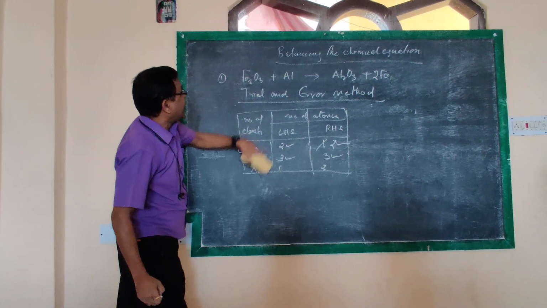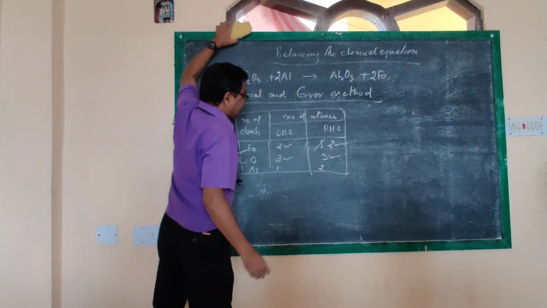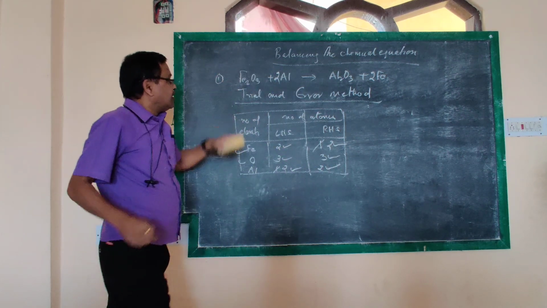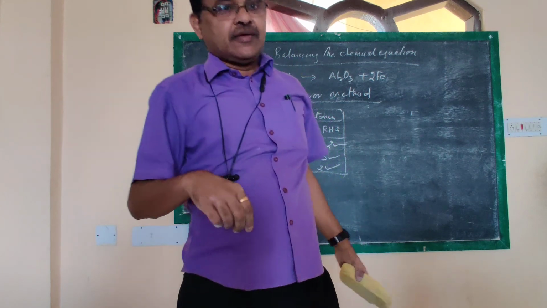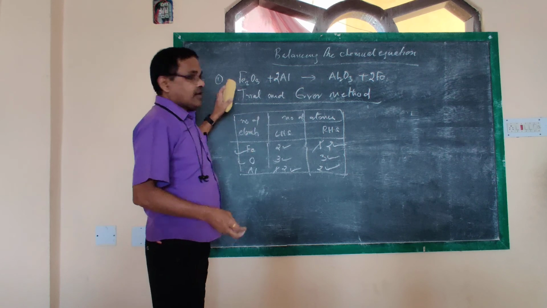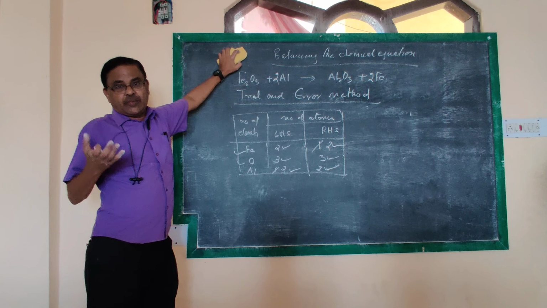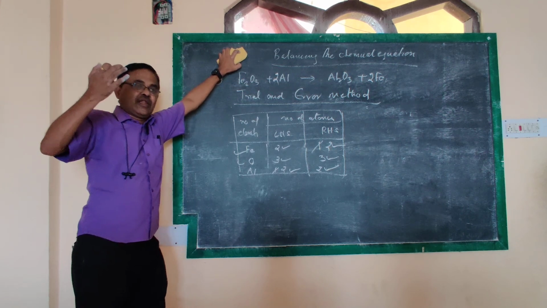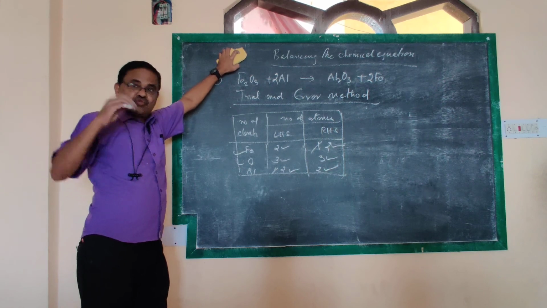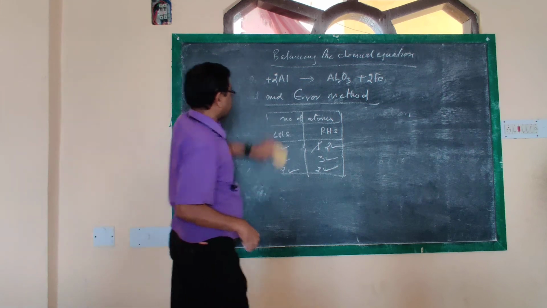Come to aluminium. Aluminium here it is only 1, here it is 2. So we will make it 2 on the coefficient, and cut this and write here 2 and 2, it is balanced. This is basically what we call the trial and error method. Right? This is an easy method, but in some chemical equations when the level is slightly higher, you won't be able to solve this with the help of this method, so we will have to adopt some other methods. Let us see that also with few examples.